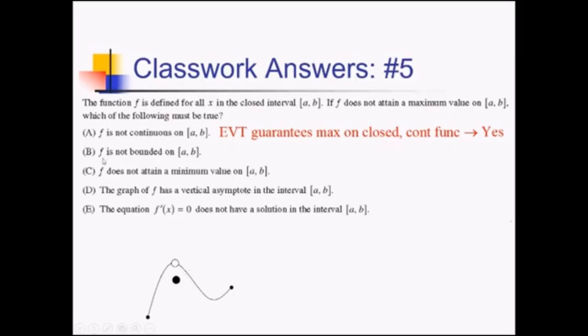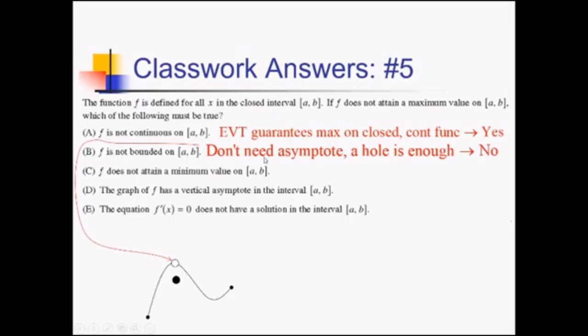Like choice B, they're saying f is not bounded on a to b. So basically saying that the y values either decrease or increase without bound. But this is implying that you have to have some kind of asymptote in order for all these conditions to be met. And we see down here that you don't need an asymptote. You just need a hole, and then you can end up not having a max even though all these other conditions are met. So choice B is a no. A hole is good enough for meeting all these conditions.